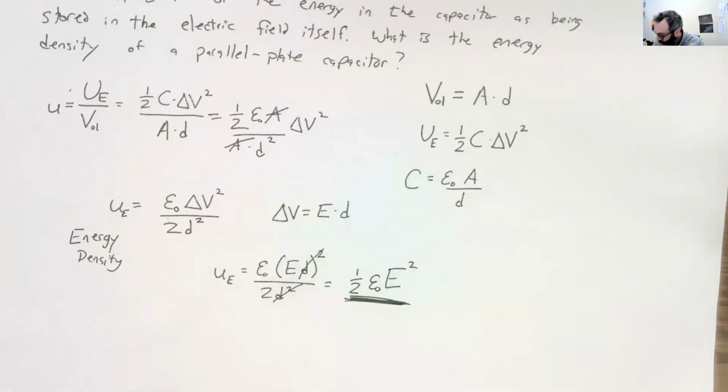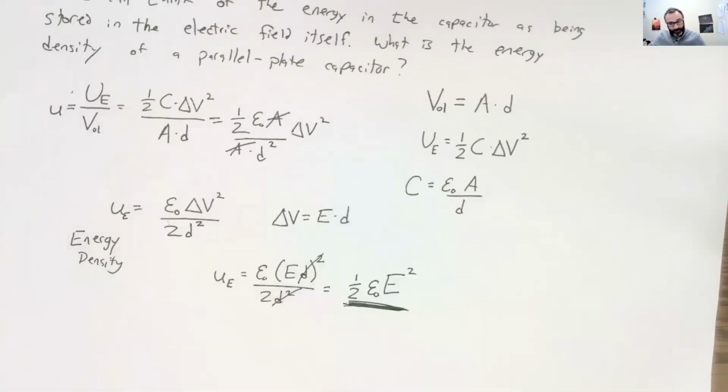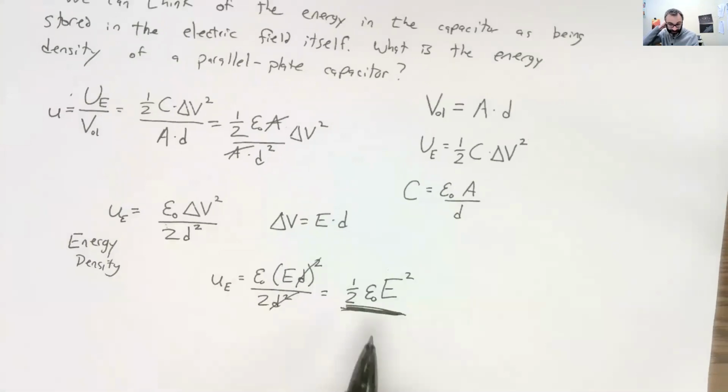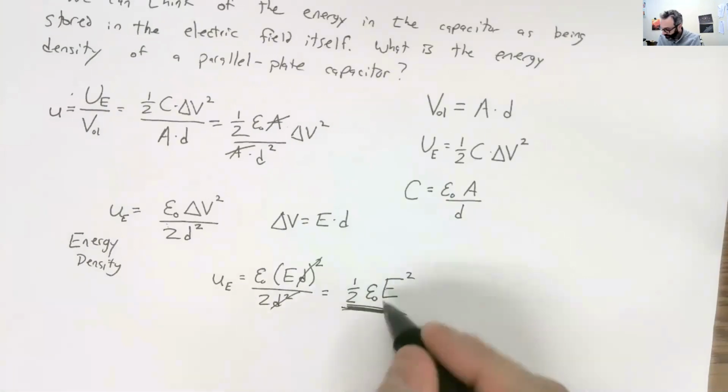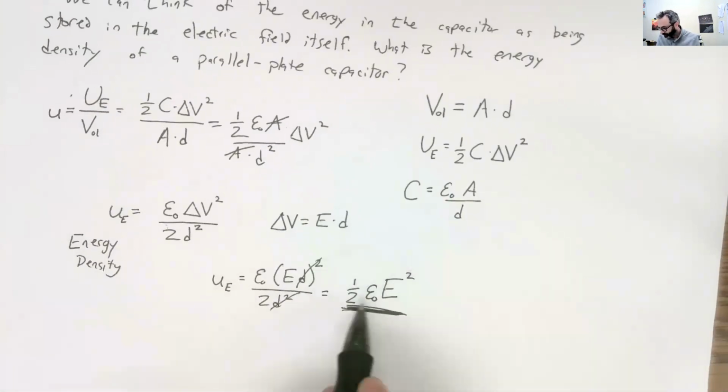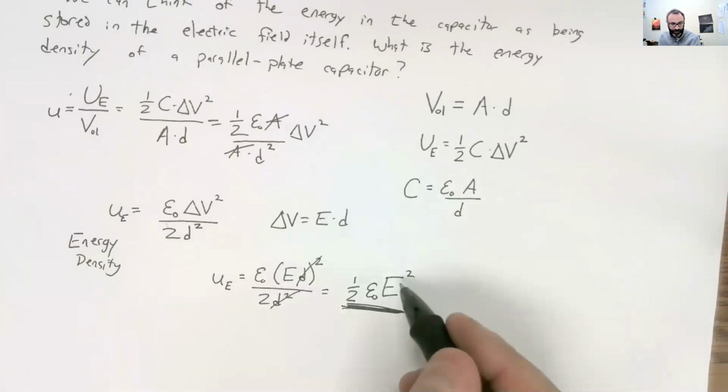It's also very useful because this is true for any point in space that has an electric field. The energy density at that point is going to be 1/2 epsilon naught times E squared. That becomes important later on when we look at electromagnetism. There's a very similar expression for the energy density of a magnetic field, 1/2 B squared, the magnetic field strength, with a slightly different constant.